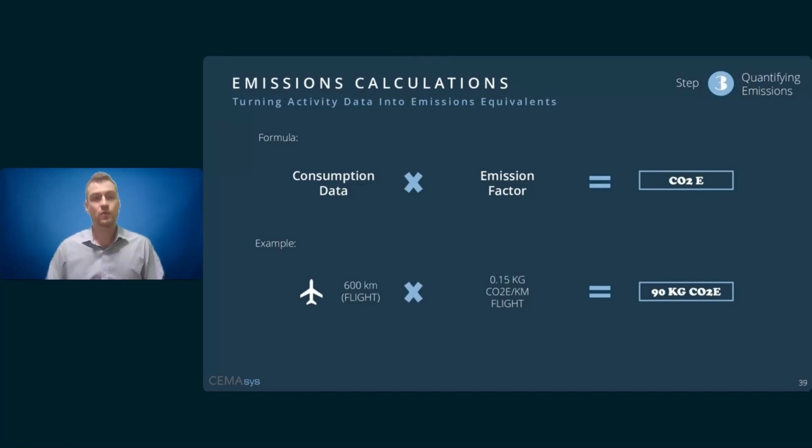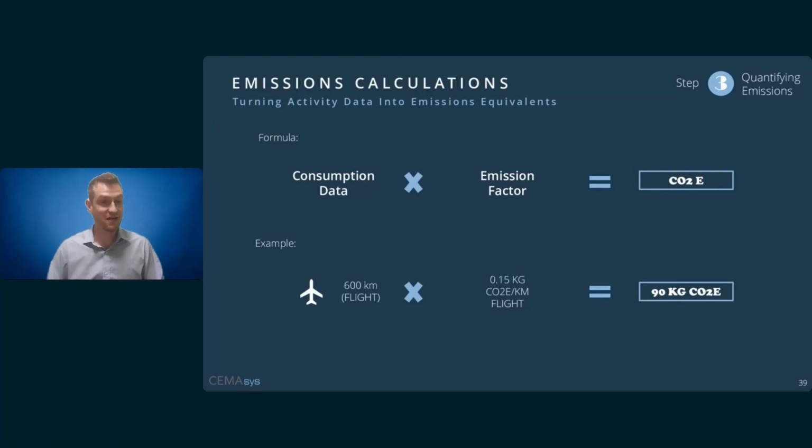In this example, we're trying to quantify our emissions from taking a 600-kilometer long plane ride. We find our emission factor, which is 0.15 kilograms of CO2e per kilometer of the flight, and this gives us a total of 90 kilograms of CO2e. I want to mention that in this case, we have smaller figures, so we're using kilograms of CO2e, but it is a universal standard to typically report emissions in metric tons of CO2e.